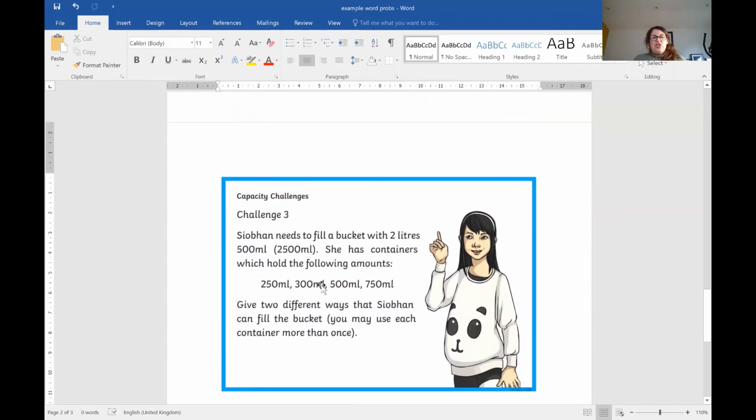So challenge 3, Siobhan needs to fill a bucket with 2 litres 500 millilitres, which is the same as 2,500 millilitres. She has containers which hold the following amounts: 250 millilitres, 300 millilitres, 500 millilitres, and 750 millilitres. Okay, give 2 different ways that Siobhan can fill the bucket. And again, you can use the same container more than once. Okay, so if you want to pause me now and have a go at that one.